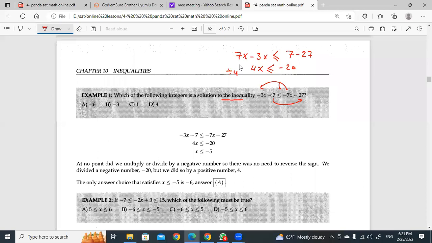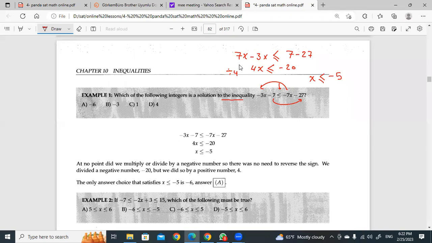4x divided by 4 is equal to x, and the sign will be the same, because I didn't divide by a negative number. And negative 20 divided by 4 is equal to negative 5. Which means x is any number less than or equal to negative 5.